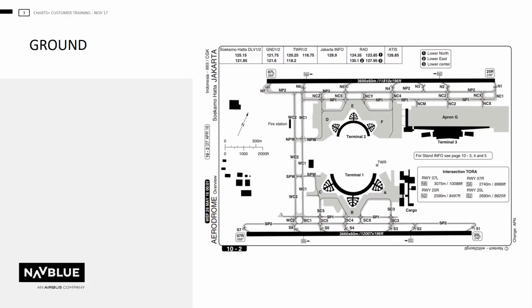Welcome to Chapter 3, Ground. In this chapter, we will look at how NavBlue present aeronautical information on the ground charts. Ground charts are in the 10 series and will be after the Aerodrome 10-1 and 10-2.